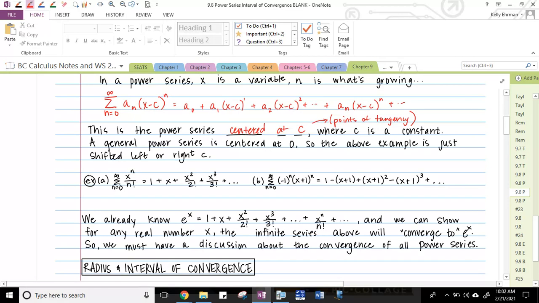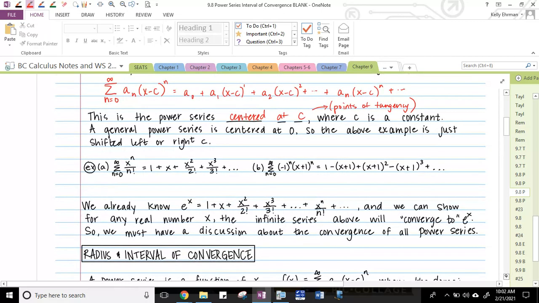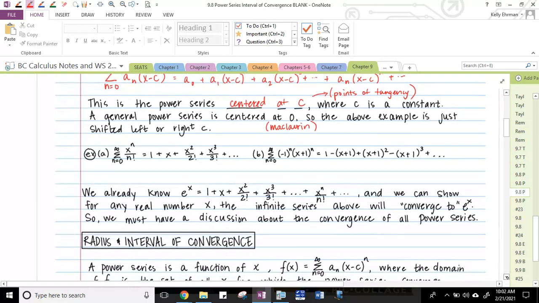So really the only difference between what we're doing today and what we did before is instead of writing out all of the terms like this, we're going to start expressing them in condensed form, like a power series, written in the form I have on the left. A general power series is centered at 0. Think Maclaurin polynomial. So this example that I have above is just shifted either left or right c units, depending on what I have. So again, just think of that c as a point of tangency.